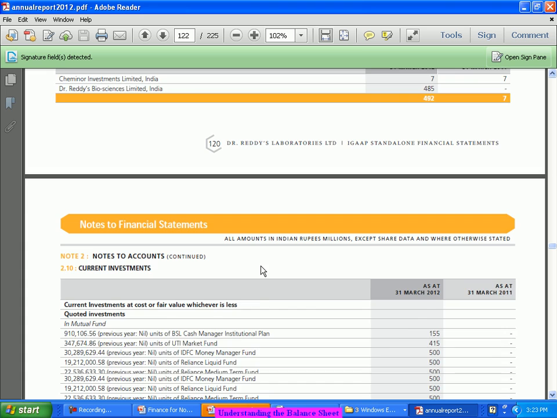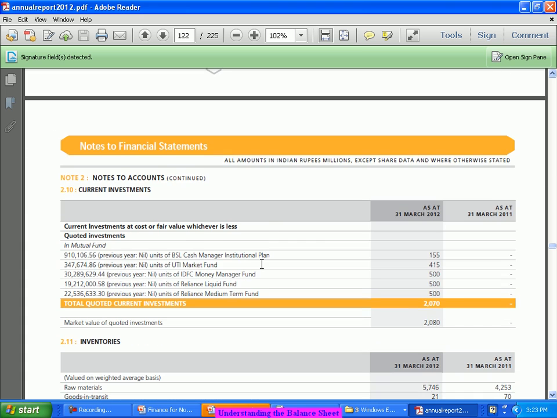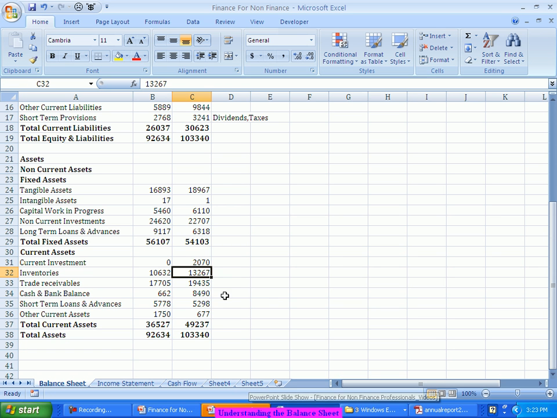You see this? They have bought some mutual funds. They have invested in some mutual funds, some UTI market fund, IDFC money manager fund, Reliance liquid fund, Reliance medium term fund. So they have bought some of the mutual funds. These are the few mutual funds which are to the extent of 207 crores. They have purchased the mutual funds to the extent of 207 crores only in this year.